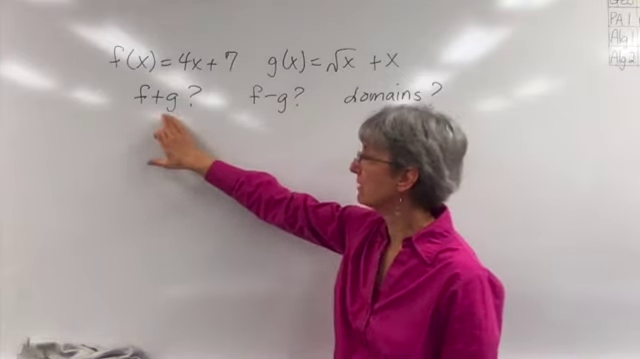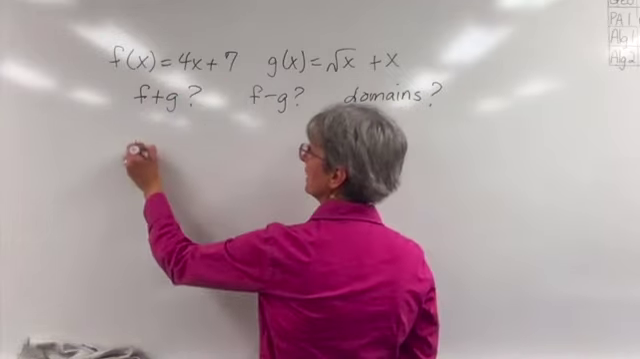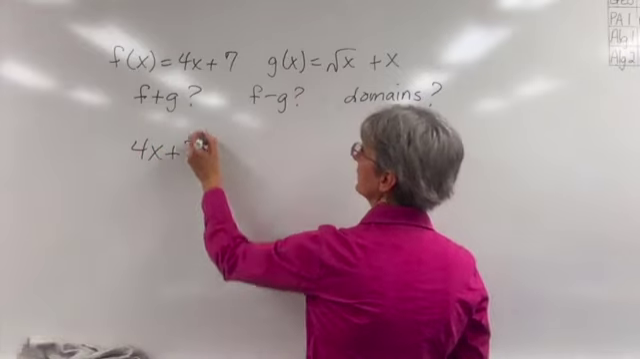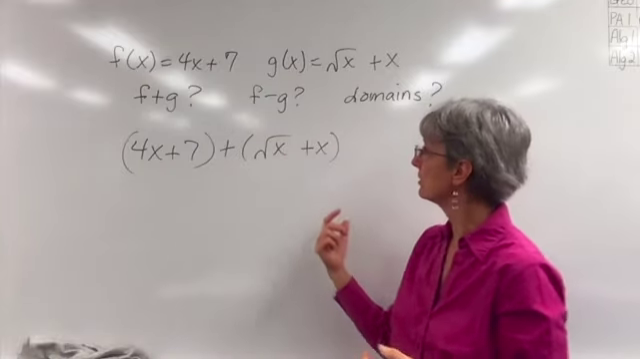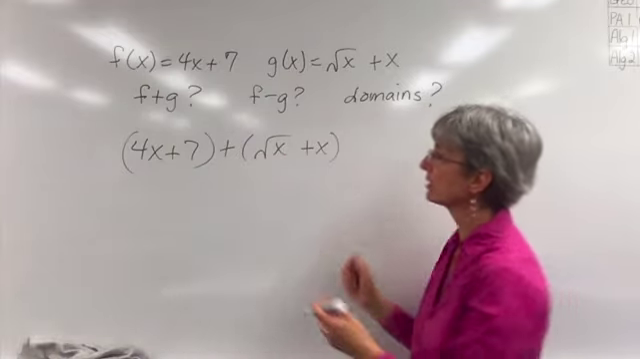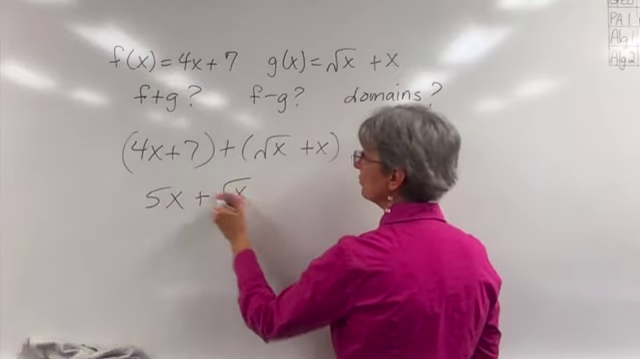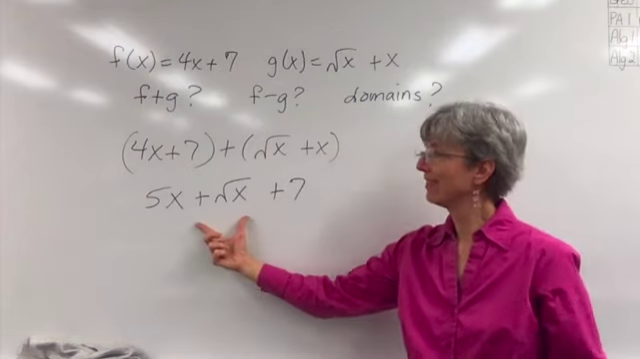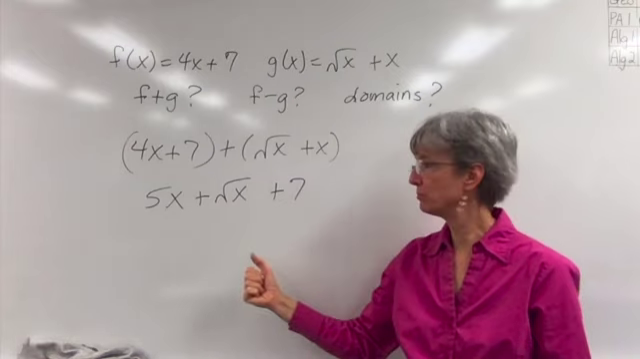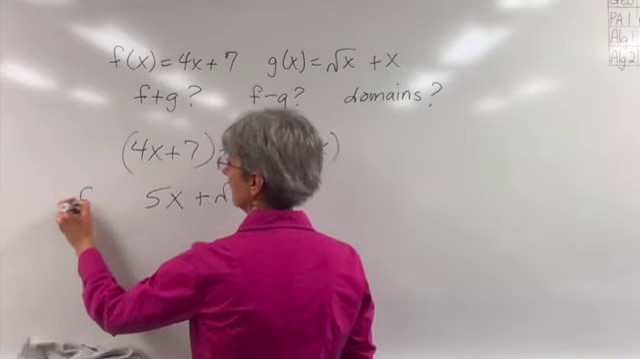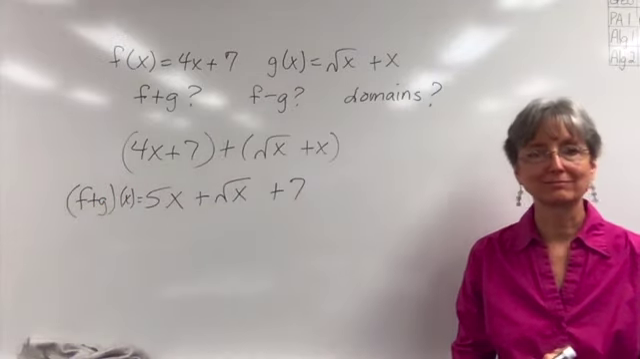So for f plus g, you just take this plus this. So it's 4x, I'll write it out just so it's clear, 4x plus 7, plus square root of x plus x. So combine like terms. I have 4x's here plus 1 more, so I have 5x. I have only 1 positive square root of x, and I have 7. There is my f plus g. So there's my answer for f plus g of x. So I could say f plus g of x equals that.